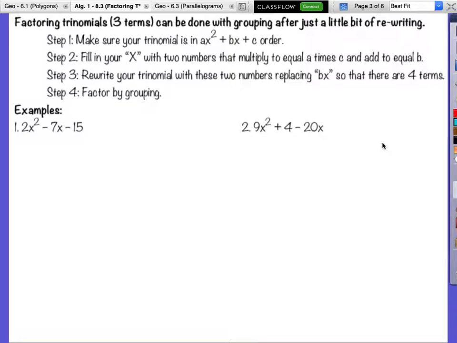Right next to this, I want you guys to write a little x in here. You have a little bit of space off to the left. I want you to draw an x here with some space in between. So we're going to write some numbers in there. In the top part, I want you to write A times C.